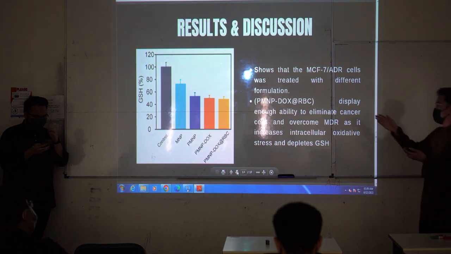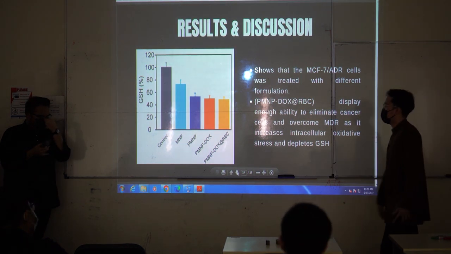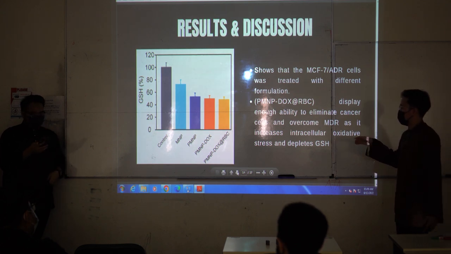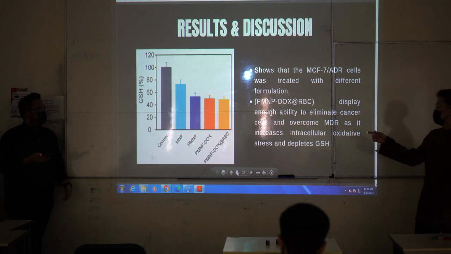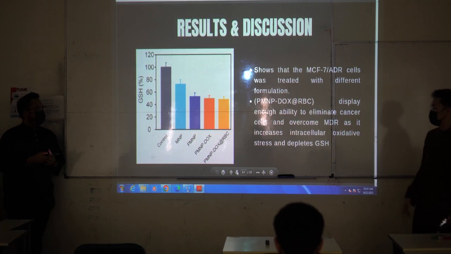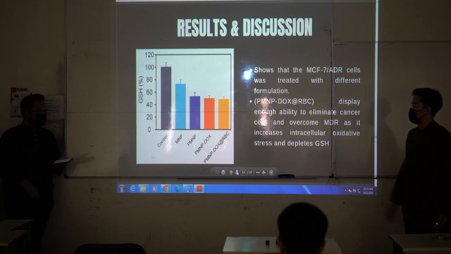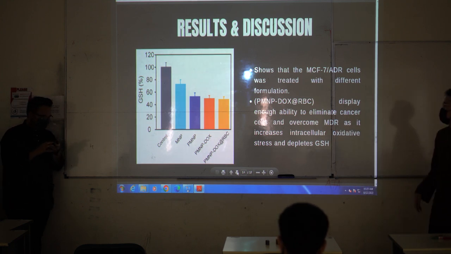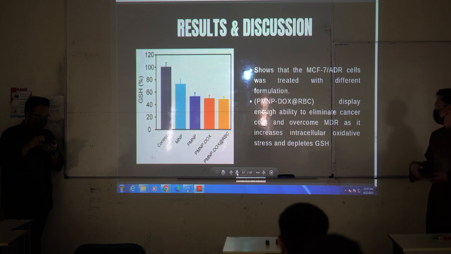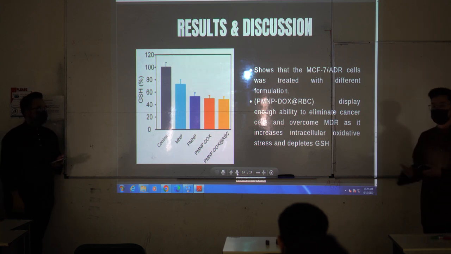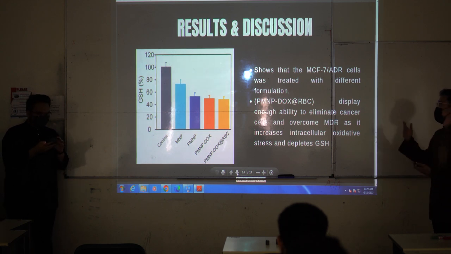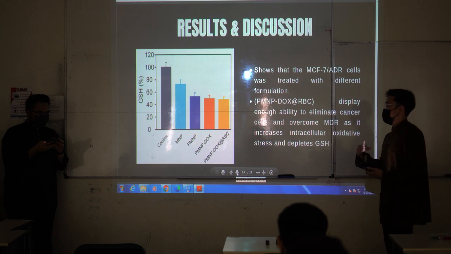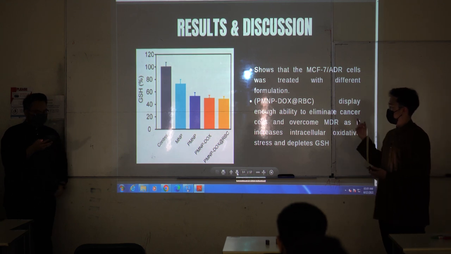So as you can see in this diagram, it has shown the result of the use of PNNP dots at RBC on the reduction of the GSH levels. And as you can see, PNNP dots has a better result compared to the other MOF. So this MOF also has displayed enough ability to eliminate cancer cells and overcome multi-drug resistance, as it increases intracellular oxidative stress and depletes GSH. And this statement can further be explained through the diagram below.